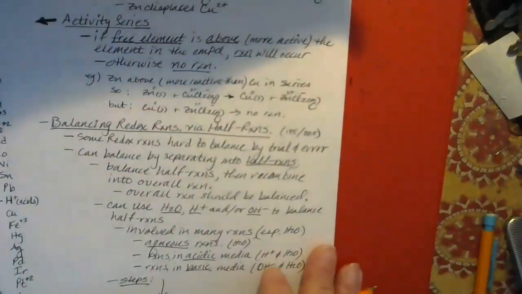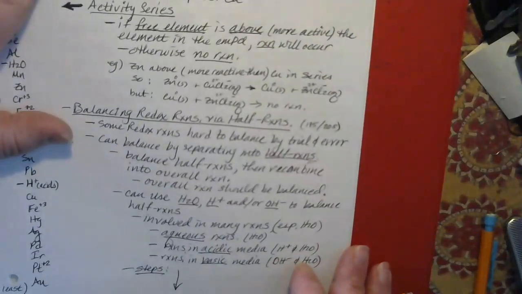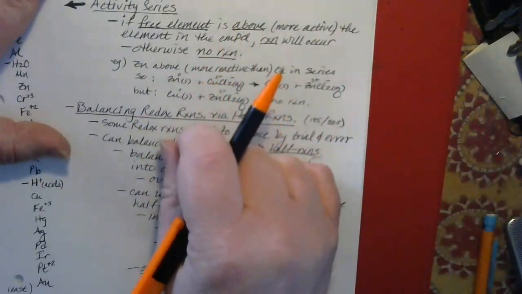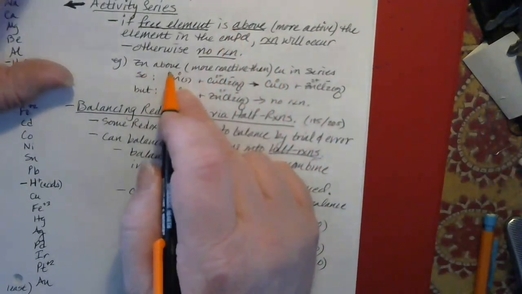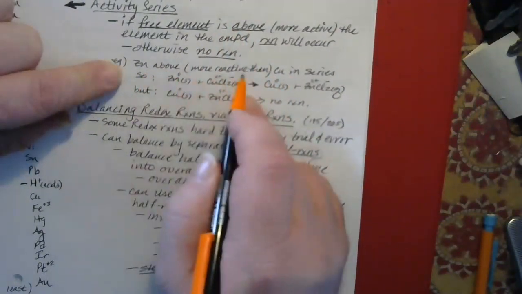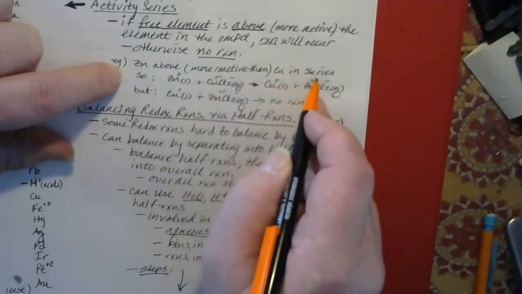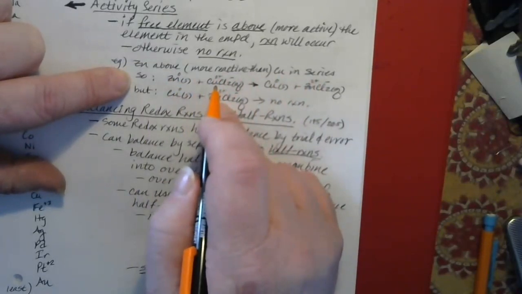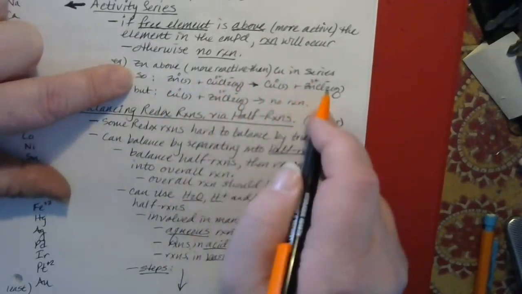So again, you'd look at the list. If the free metal is above the metal in the compound in the list, then the reaction occurs. If the free metal is below the metal in the compound, then the reaction doesn't occur. So for the reaction above, the zinc is above, or more reactive than, copper in the activity series. So if zinc is the free metal and copper is in the compound, they're basically backwards from the way they want to be, and the reaction occurs and they switch places.